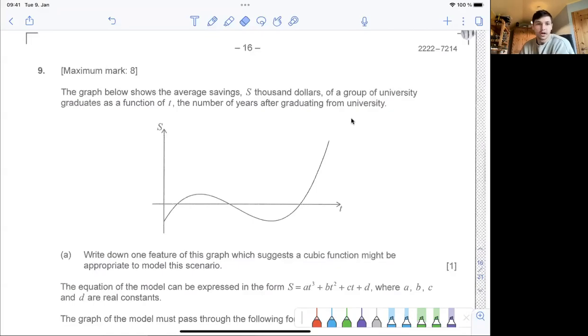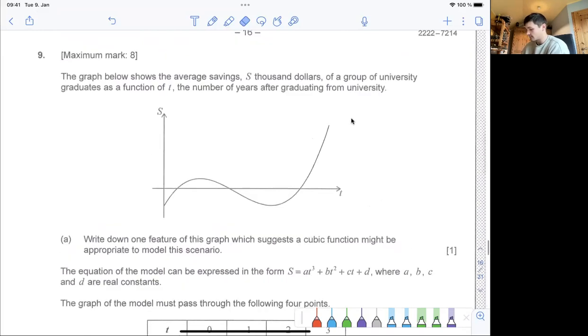Question 9. The graph below shows the average savings ($1,000) of a group of university graduates as a function of T, the number of years after graduating from university. Part A asks, write down one feature of this graph which suggests a cubic function might be appropriate to model this scenario.